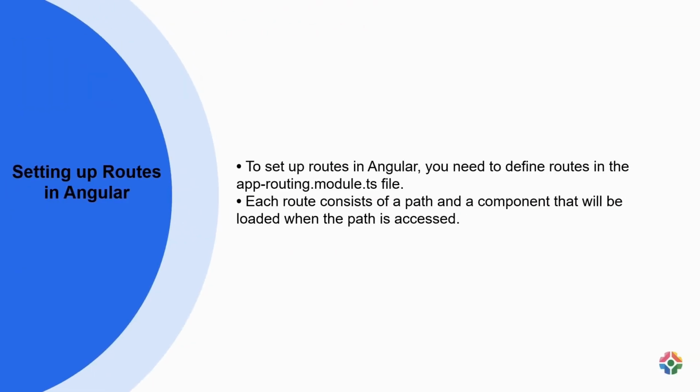Setting up routes in Angular involves defining routes in the app-routing.module.ts file. Each route has a path and a corresponding component that will render upon accessing that path. For example, if you want example.com/home to load the home component, you would define path home, component home in the routes array of the app-routing.module.ts file. This configuration ensures proper navigation and rendering of components in an Angular application.